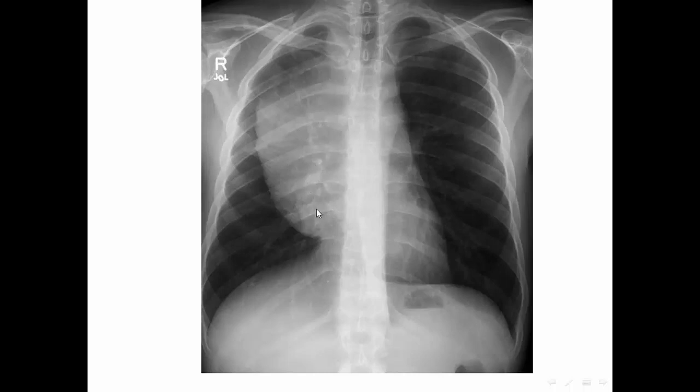But if the mass obscures the cardiac border, it is most likely to be anterior mediastinal. And you know the 4T approach to anterior mediastinal pathology: teratoma, thymoma, terrible lymphoma, and retrosternal goiter.